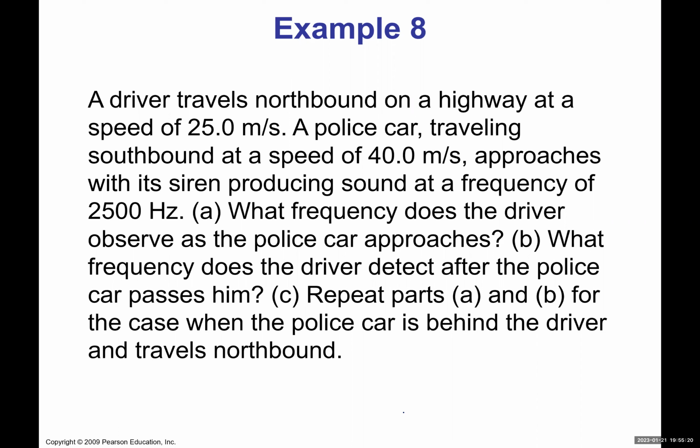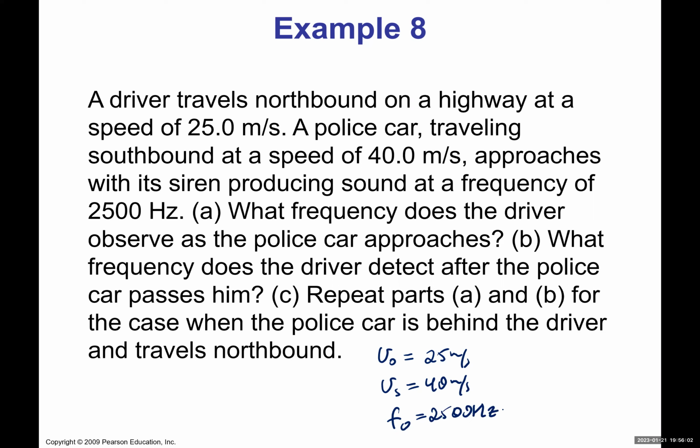And we can say the original frequency, the siren producing sound at the frequency of 2500 hertz, that's the actual frequency of the police car. That means 2500 hertz is our original f. So from here, we can just write down the information. Velocity of the observer, right now I'm just writing down the speed, is given as 25 meters per second. Velocity of the source is given as 40 meters per second. And original frequency as 2500 hertz.